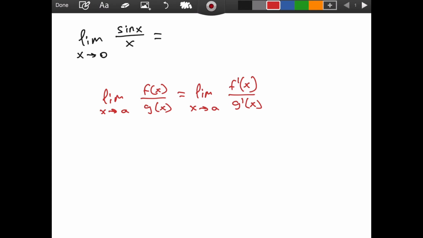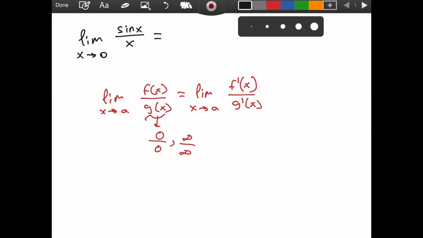So, as I said, this is only correct if this is 0 over 0 or infinity over infinity. Let's see if our limit here applies to this case. If we plug in 0 for sine of x, we will get 0. And if we plug in 0 for x, we will of course get 0. So we indeed have 0 over 0. Then we can use L'Hopital's rule.